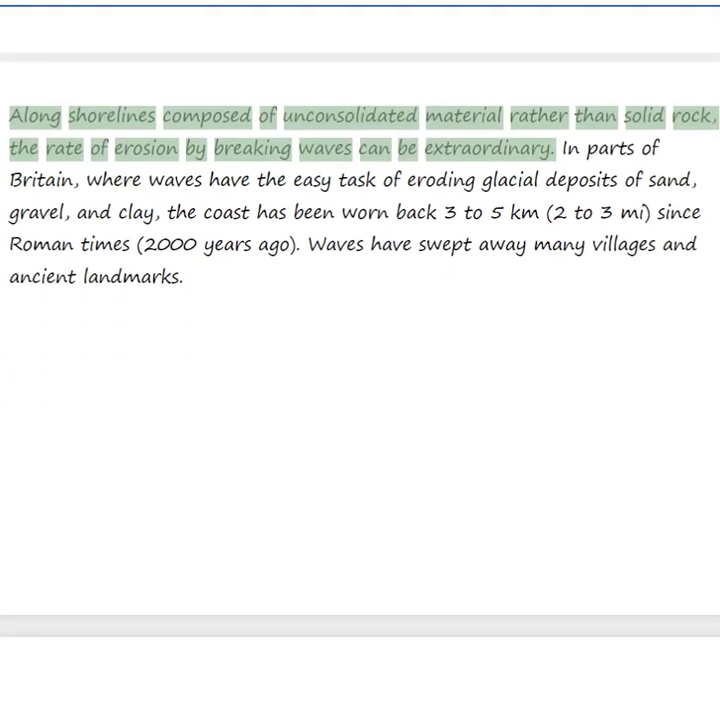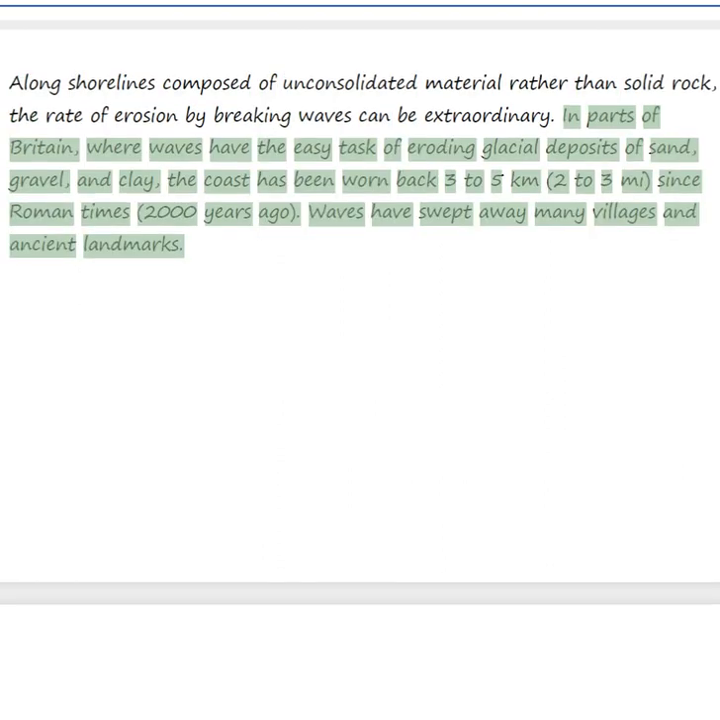Along shorelines composed of unconsolidated material rather than solid rock, the rate of erosion by breaking waves can be extraordinary. In parts of Britain, where waves have the easy task of eroding glacial deposits of sand, gravel, and clay, the coast has been worn back 3 to 5 kilometers since Roman times. Waves have swept away many villages and ancient landmarks.